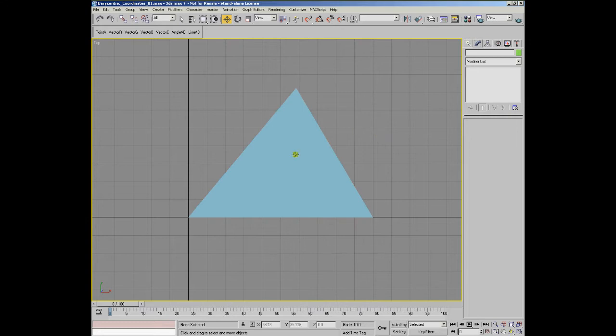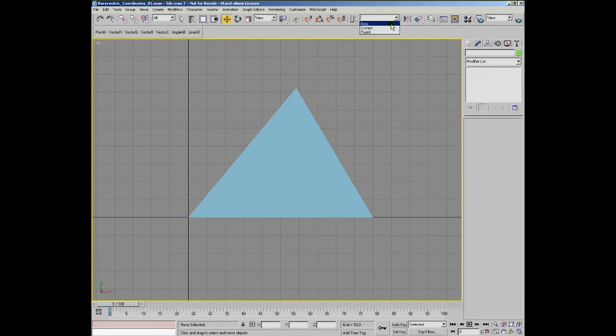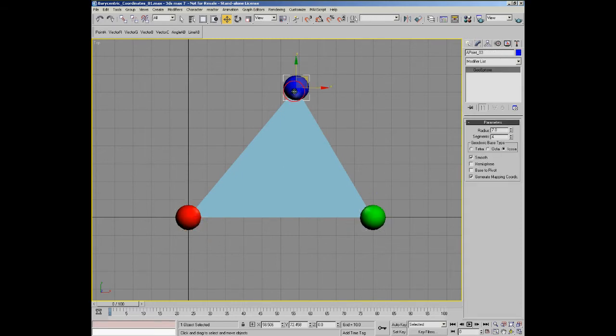Let's look at the triangle, a triangular face with three vertices. This is vertex 1, vertex 2, and vertex 3. We're going to mark the corners, the three vertices of this triangular face, with a red, green, and blue sphere, where the red sphere corresponds to vertex 1, the green to vertex 2, and the blue to vertex 3.